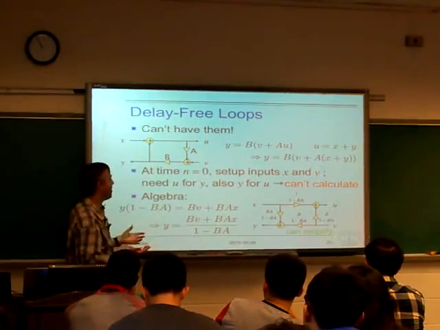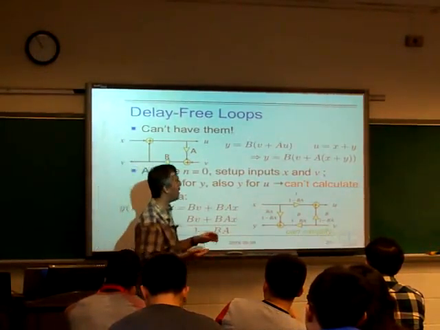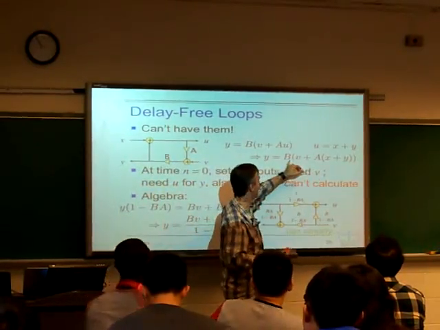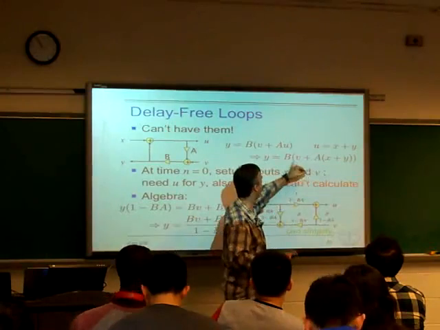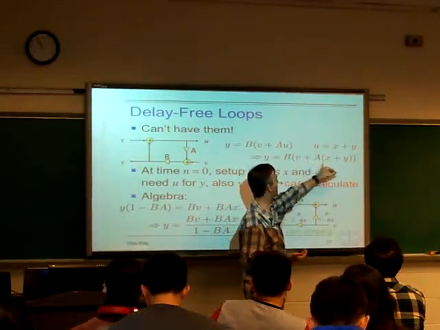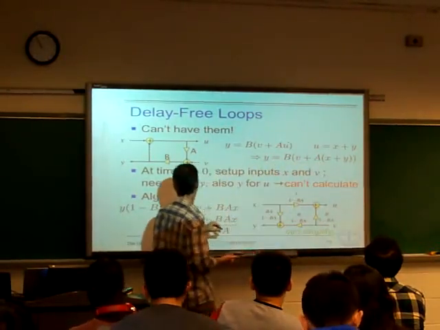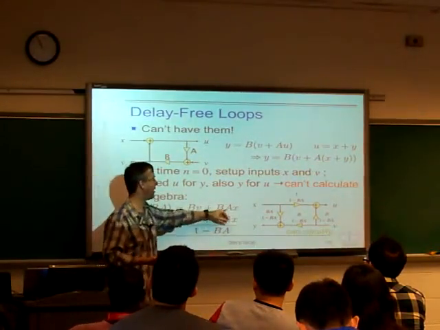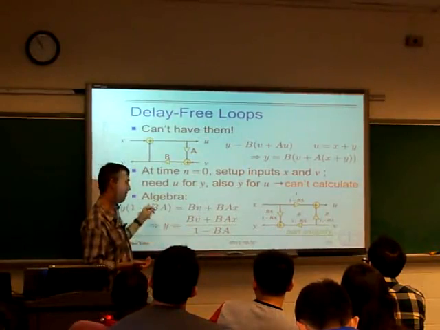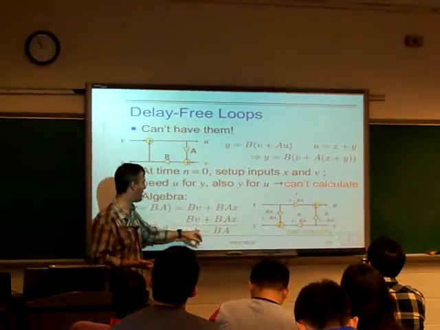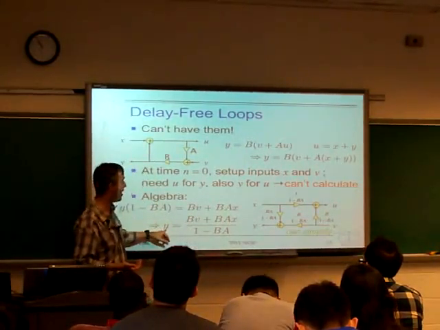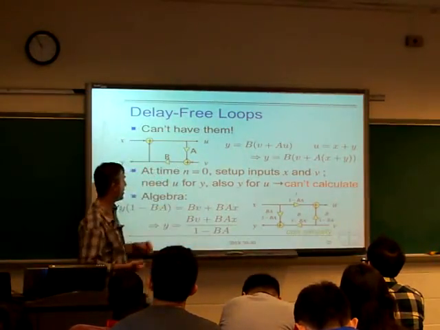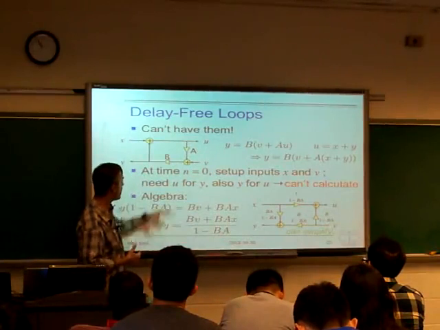Now, in algebraic terms, that's not a big deal. I can just do this rearrangement. I expand this out, find that y is equal to something plus b a y, so I just subtracted it on the other side. I get this algebraically valid expression, I can now calculate this, and now I get an expression for y that is only in terms of v and x, the actual inputs. And I can do the same thing for u.